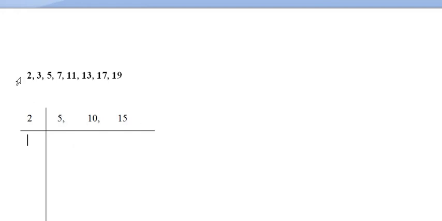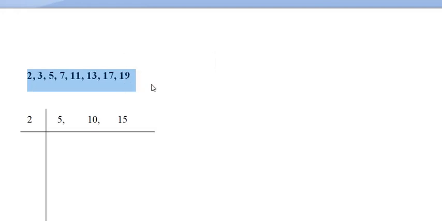So let's write the list of prime numbers first. They are 2, 3, 5, 7, 11, 13, 17, and 19. You will start with 2 first. Now first see out here: is there any number which can be divided by 2? Yes, certainly this 10 can be divided by 2. So you will start with 2 out here.